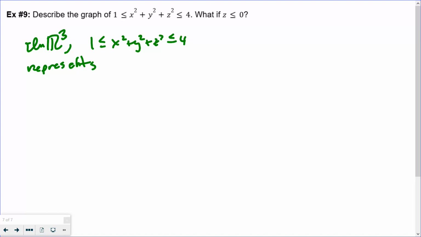Okay, what if z was less than or equal to 0? Well, if z had to be less than or equal to 0, it wouldn't be entire spheres. It would just be like hemispheres. Kind of makes sense? Yeah, so that's all you would have to do there, for what that was asking.